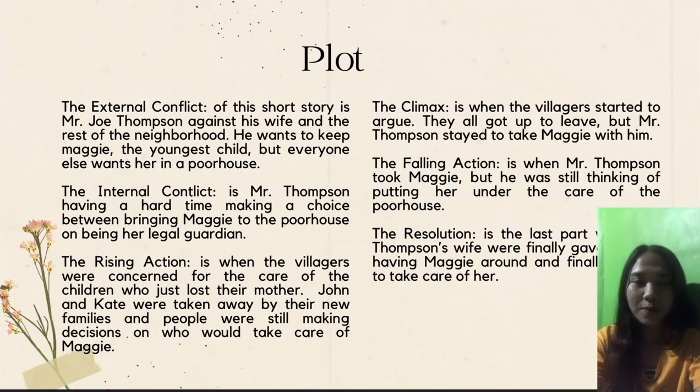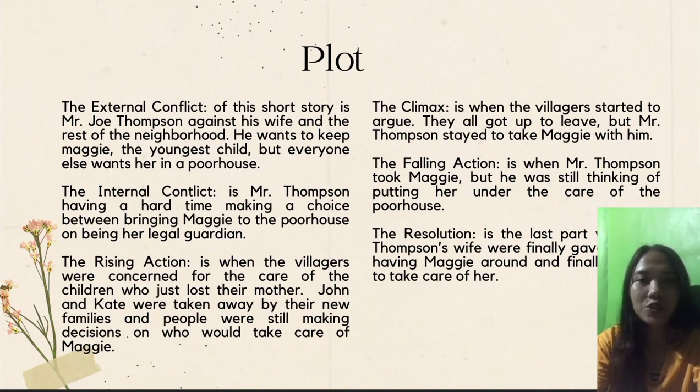So this is the plot of the story. The external conflict of this short story is Mr. Joe Thompson is against his wife and the rest of the neighborhood. He wants to keep Maggie, the youngest child, but everyone else wants her in the poorhouse. The internal conflict is Mr. Thompson having a hard time making a choice between bringing Maggie to the poorhouse or being her legal guardian.